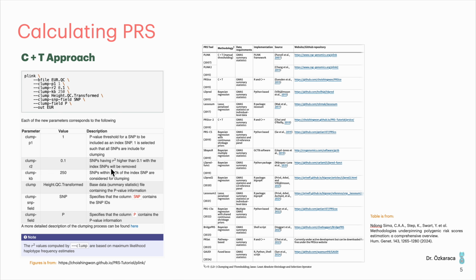So therefore you don't add the similar effects due to the high LD over and over again in the polygenic risk score calculations. And the second part is the thresholding. So rather than adding all genotype effects in your polygenic risk score calculations, you only consider the genotypes that are highly associated with the trait of interest.